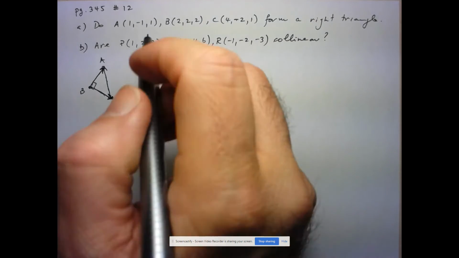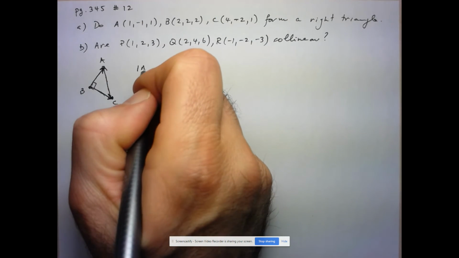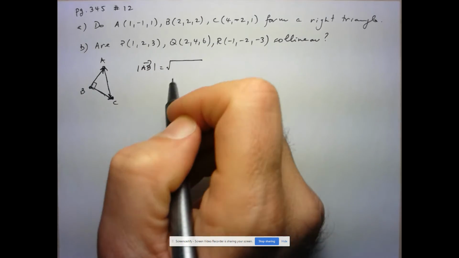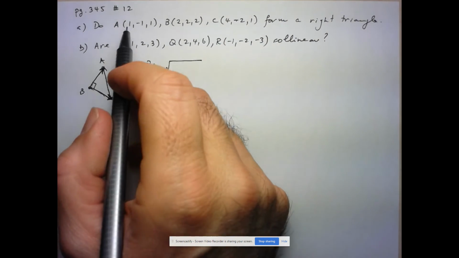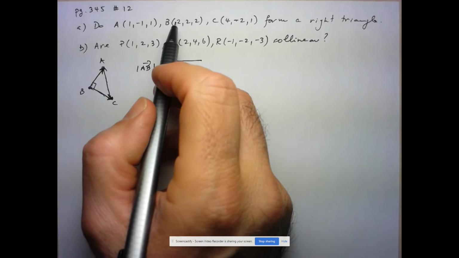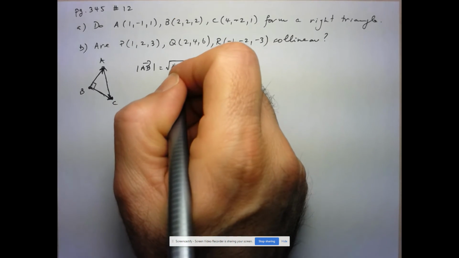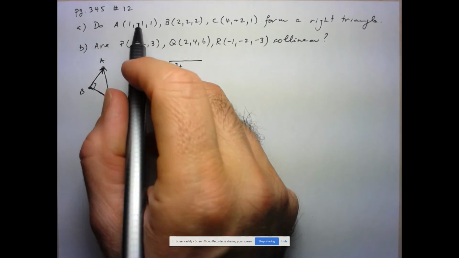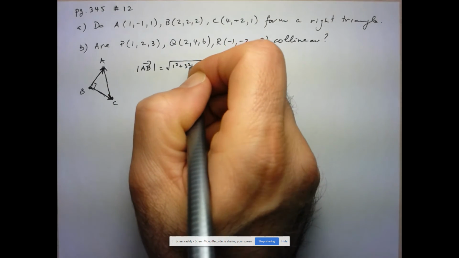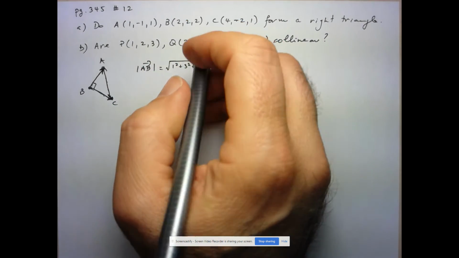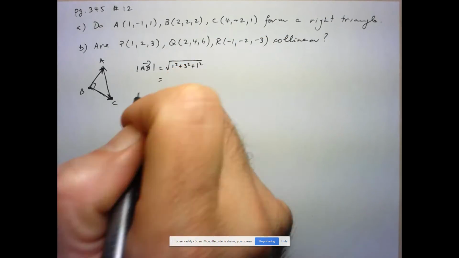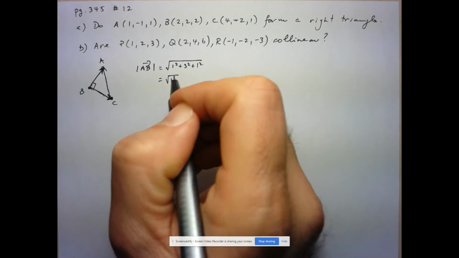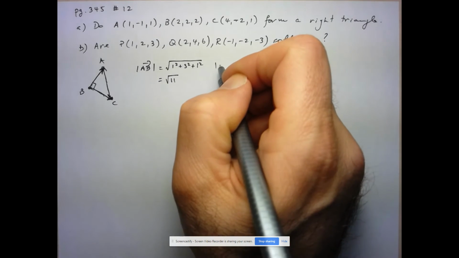So let's start by finding the magnitude of AB. That's the square root of, remember, second minus first, so 2 minus 1 is 1, so 1 squared, plus 2 minus negative 1, so 3 squared, and then 2 minus 1 is 1, so 1 squared. So here it's going to give us 9, 10, 11, so square root of 11. Okay, and let's take a look at BC.